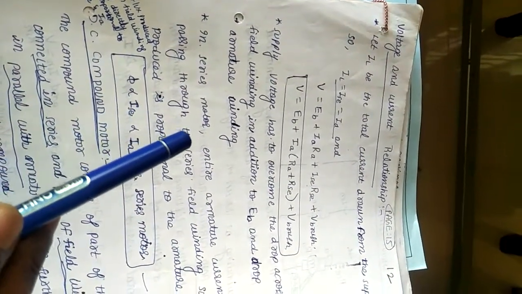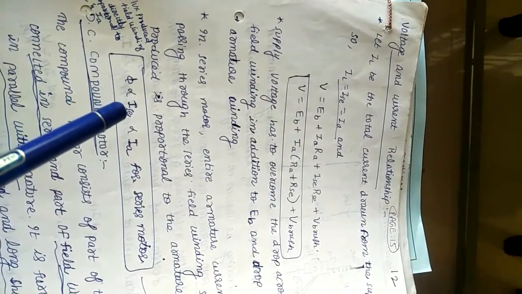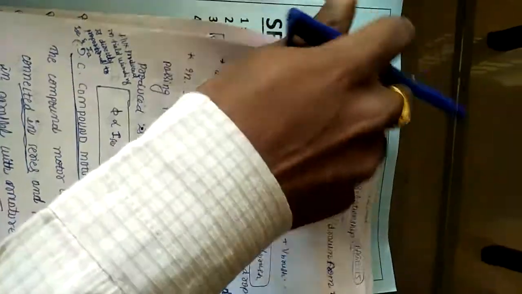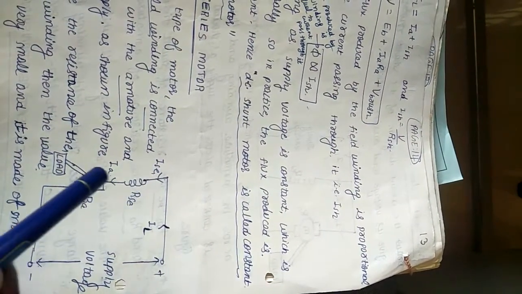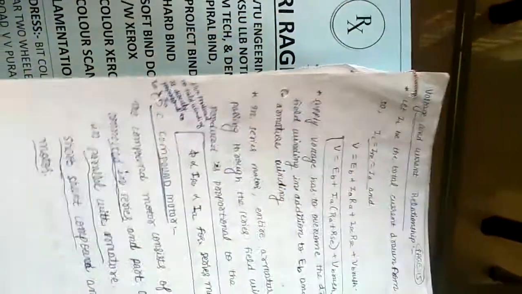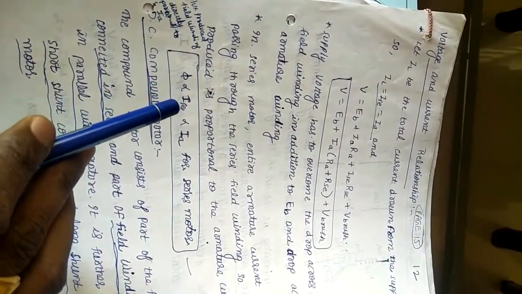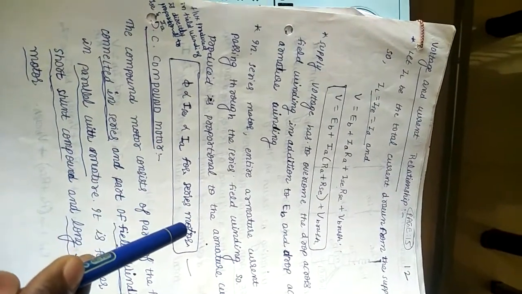So in the case of series motor, the flux produced by the series field winding is directly proportional to the current passing through it. So the current passing through the series winding is nothing but ISC, which is equal to the armature current IA. Therefore, the flux phi is proportional to ISC, equal to IA, in the case of series motor.